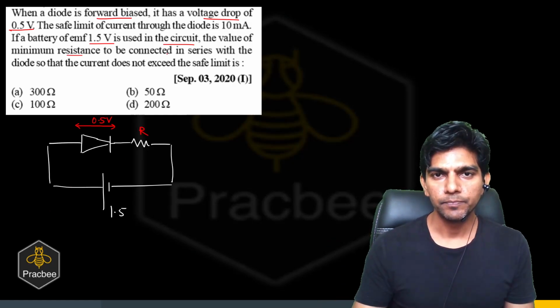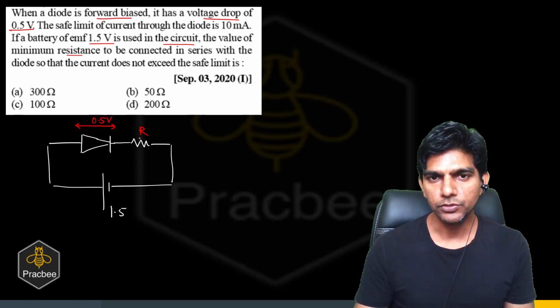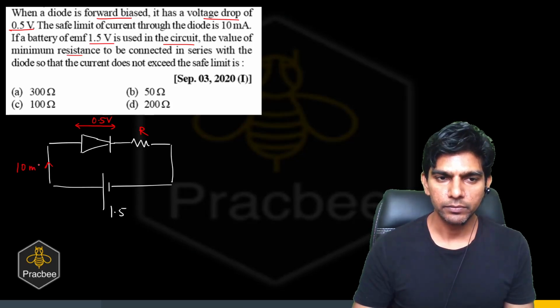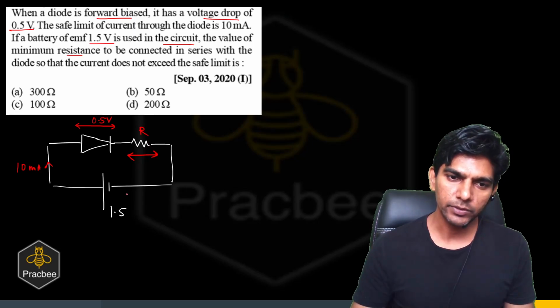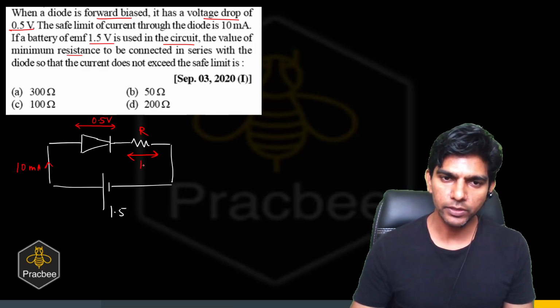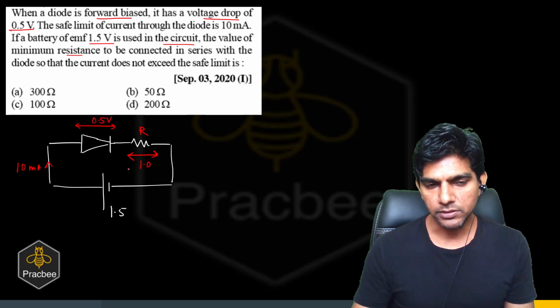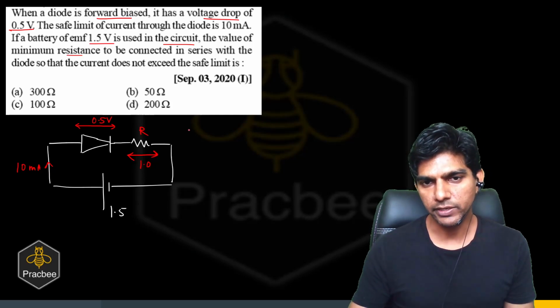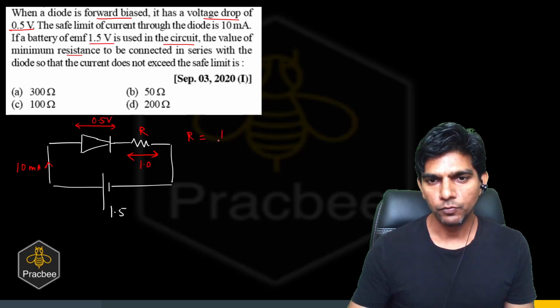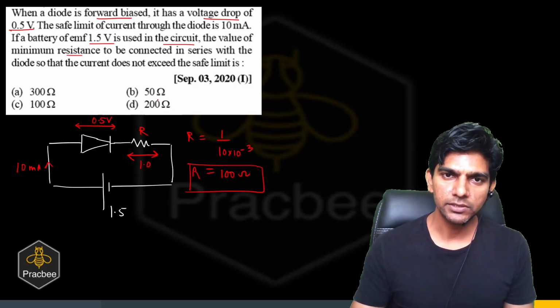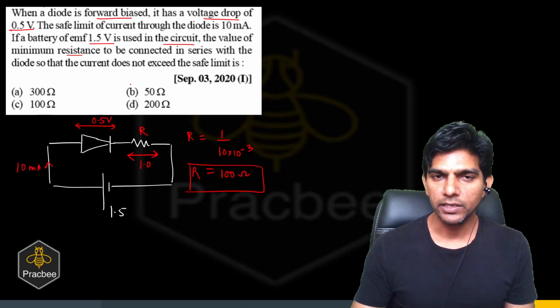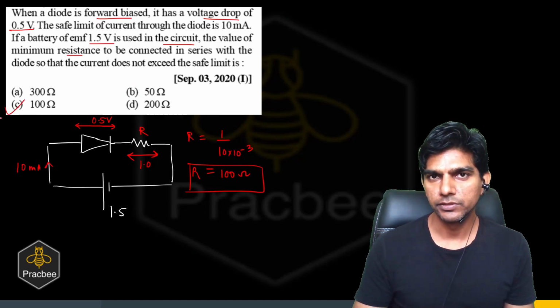So to find the minimum value of the resistance, we'll assume the maximum current in the circuit. So let us say the current in the circuit is 10 milliampere. Now for this current, the potential drop across the resistor will be 1.5 minus 0.5, so that will be 1 volt. Through this resistor there is a current of 10 milliampere. So by Ohm's law, the resistance will be 1 divided by 10 times 10 raised to minus 3, so it comes out to be 100 ohms. So the minimum resistance required to operate this diode will be 100 ohms.